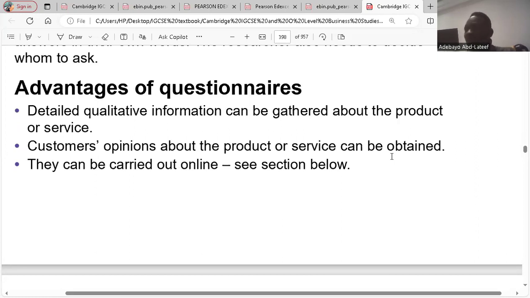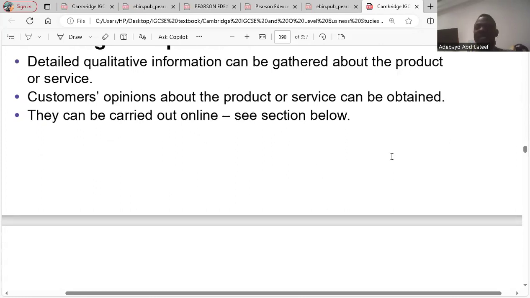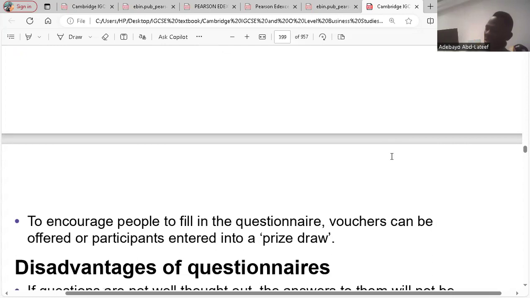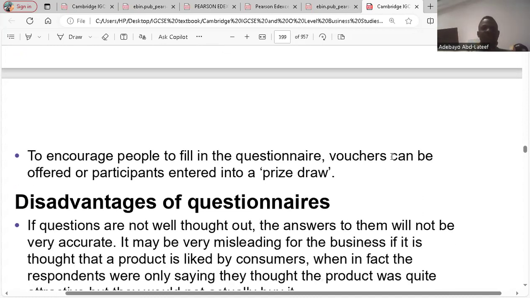Opinions are your yes or no, or I'm in between. So these are different opinions. You can use these opinions to decide whatever you want to do as a business. They can be carried out online. So you can use online for questionnaires like the ones you do maybe after your WhatsApp call. They ask questions. Is it good, excellent? Oh, 5 stars.